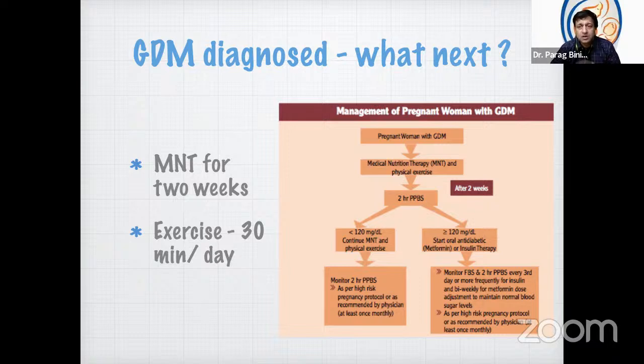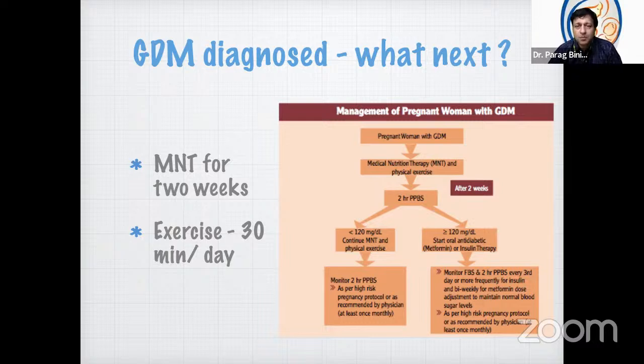So it is important that we advise medical nutrition therapy to our patient, and she should undertake a good amount of physical exercise, at least 30 minutes a day. If you do not have time, ask a nutritionist to talk to the patient and give her a good diet chart, which is low in carbs, and a physiotherapist can be of great help in charting out the exercise pattern for this particular patient.